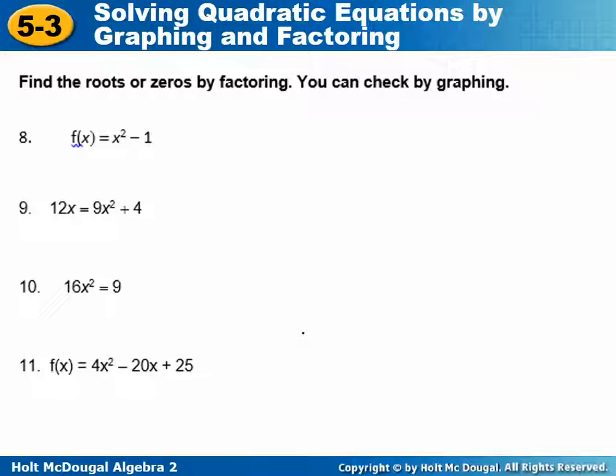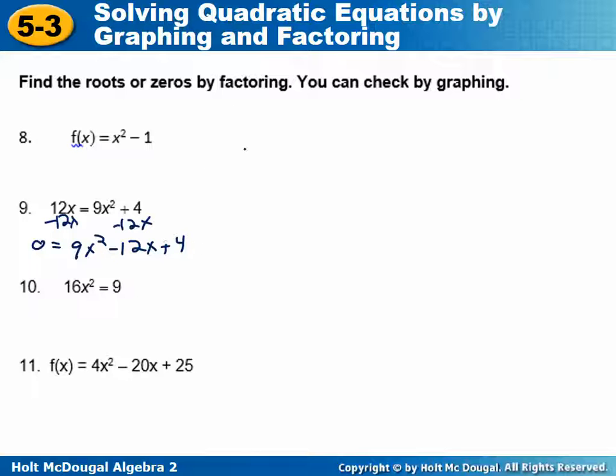Here's some problems from your worksheet. I think I cut one of these off, but you would first make sure that it's either in f of x equals x squared minus 1 in that form, or you need to solve for 0 and write it in standard form. Like number 9, let's get this equal to 0 by subtracting 12x from both sides. And then we would have 0 equals 9x squared minus 12x plus 4. Now it's ready to factor.